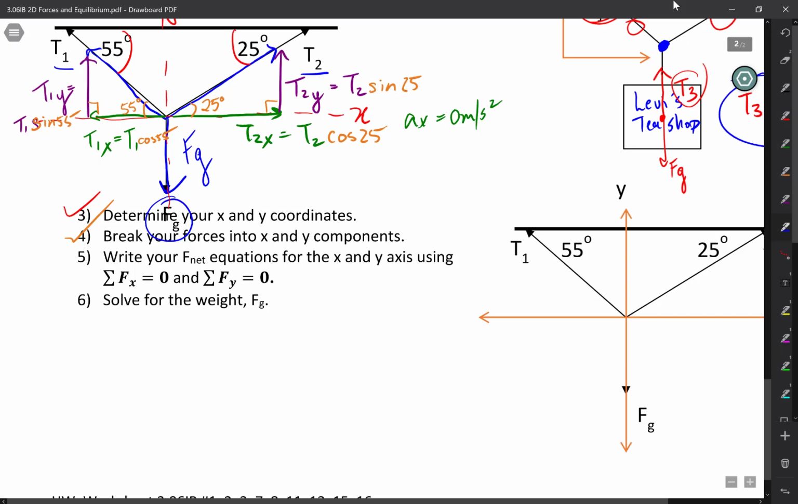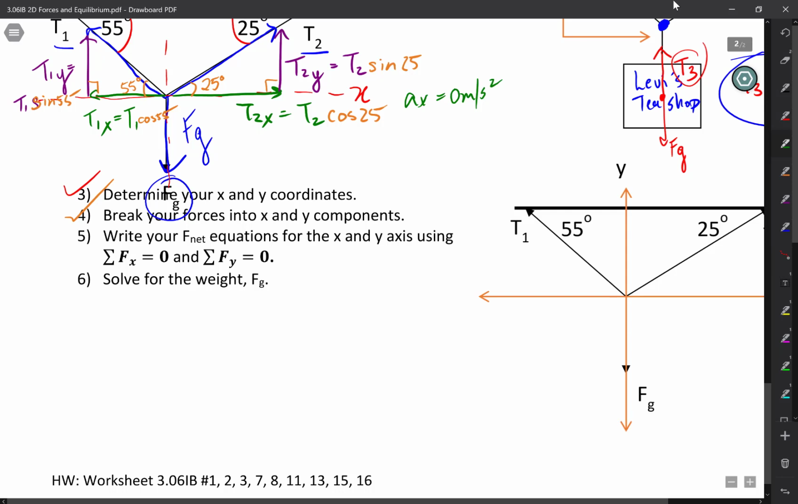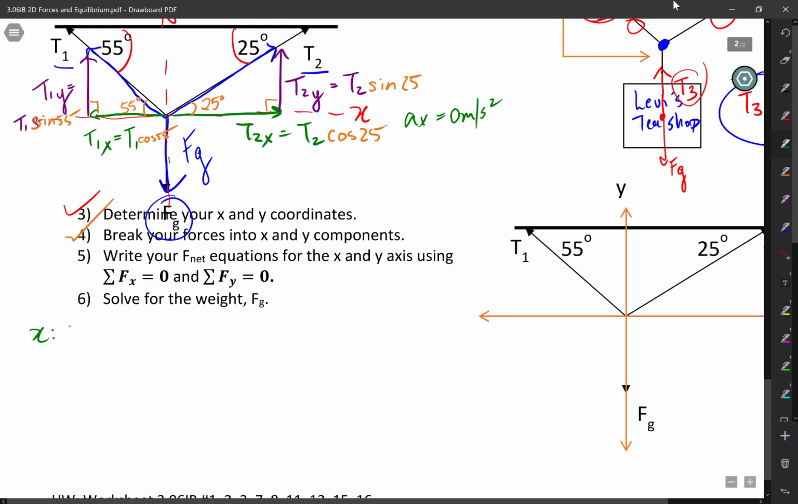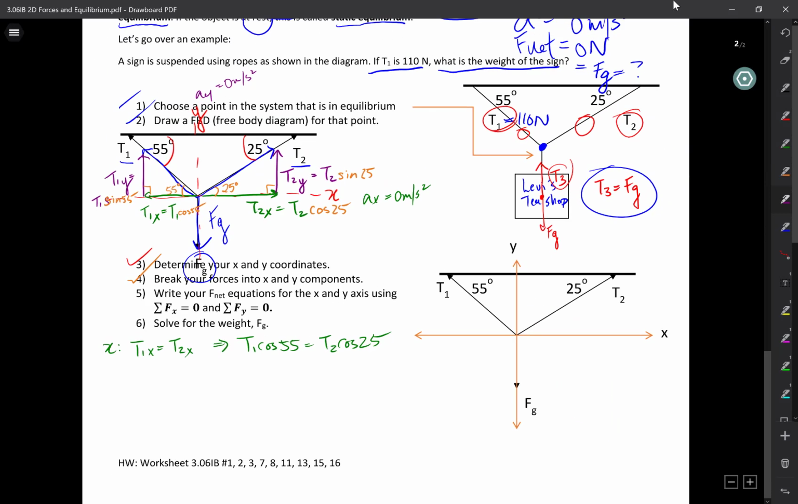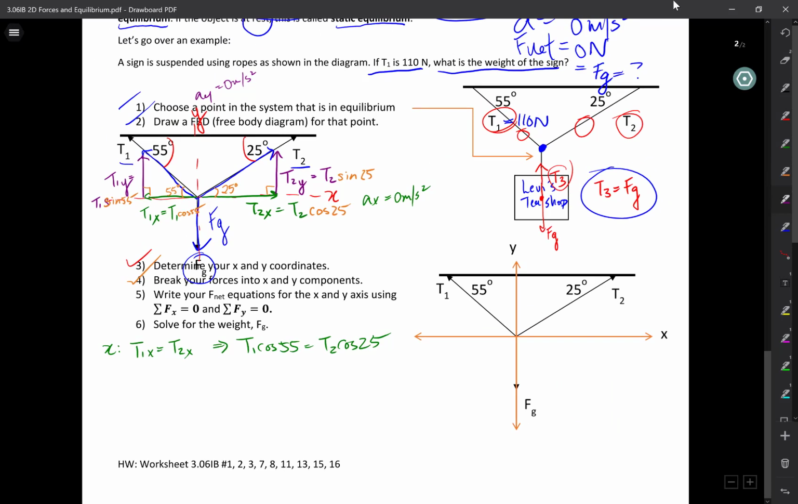So let's do this one. All right, I'm going to actually write out all of the equations for x and y. So I'm going to do it down here, might get a little packed. Along the x direction, I have my x component forces. My T1x equals my T2x. Also meaning that T1 cosine of 55 equals T2 cosine of 25. Okay, so that is the first thing.